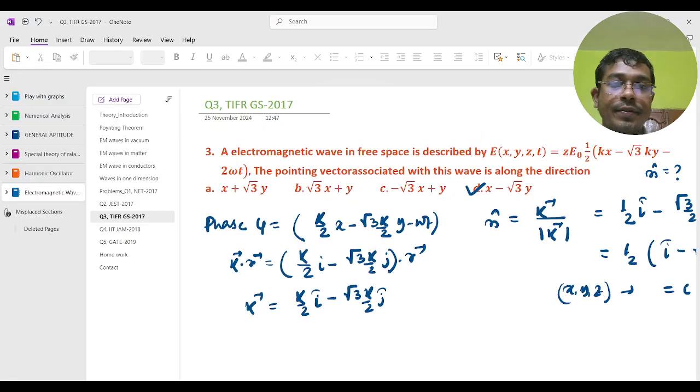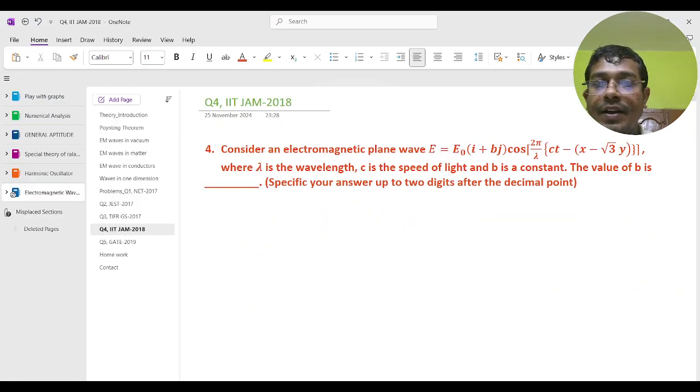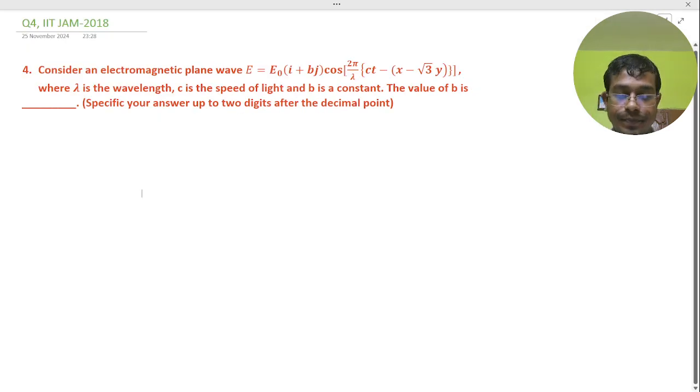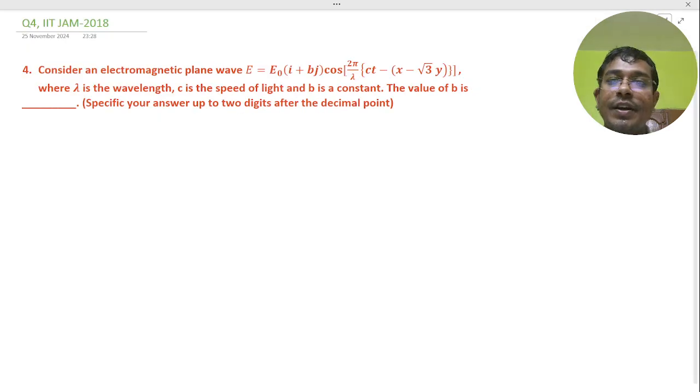So let's go through our next problem, coming in IIT JAM 2018. Consider an electromagnetic plane wave where E is equal to (E naught i plus b j) cos of 2 pi by lambda (ct minus x minus root 3 y), where lambda is the wavelength, c is the speed of light, and b is a constant. What is the value of the constant b?